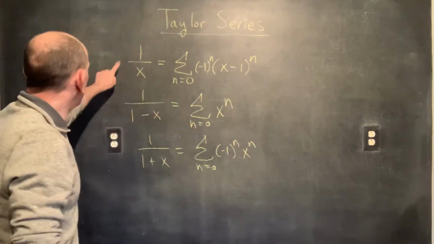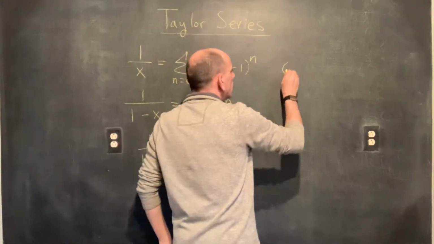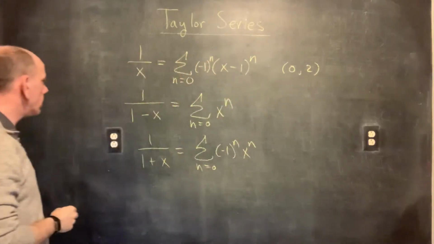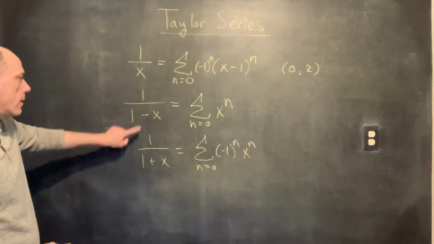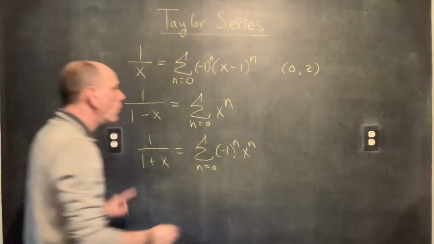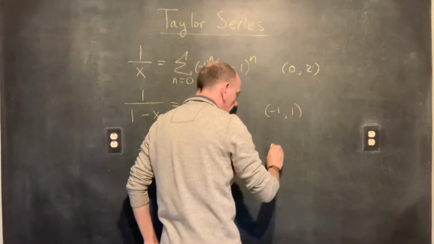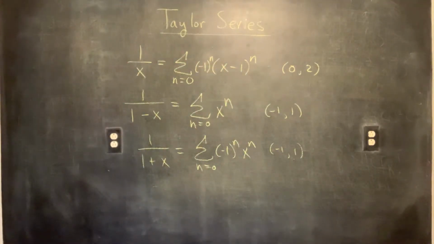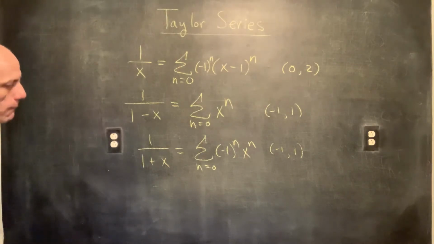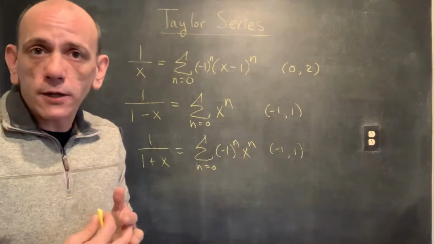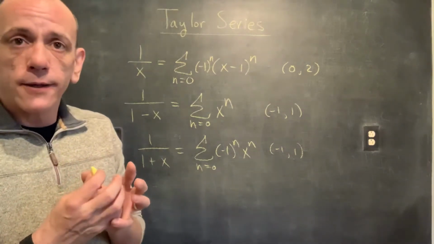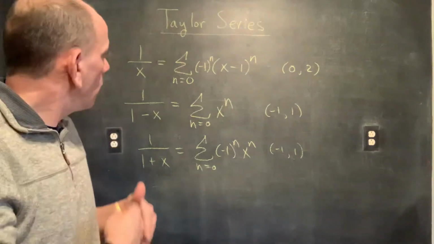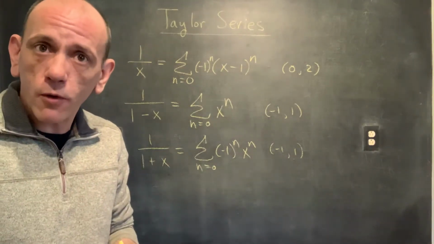This one converges on, it's centered on 1, its radius is 1, it's convergent on 0, 2. These are both convergent on negative 1 to 1. Now, from these, what we're working on doing is deriving these basic structures so that we can get more complicated ones very easily, or relatively easy, without having to keep doing the work over and over and over again.